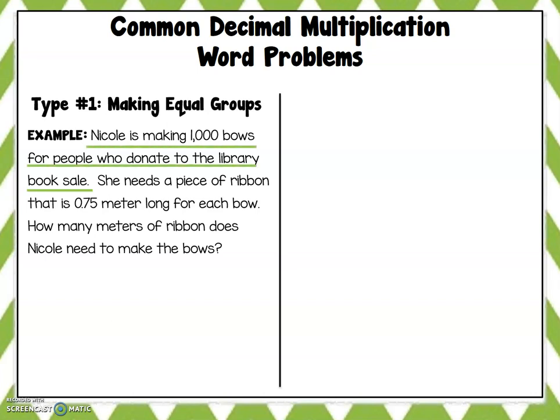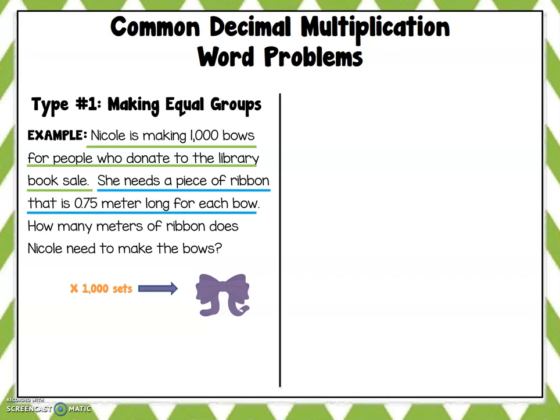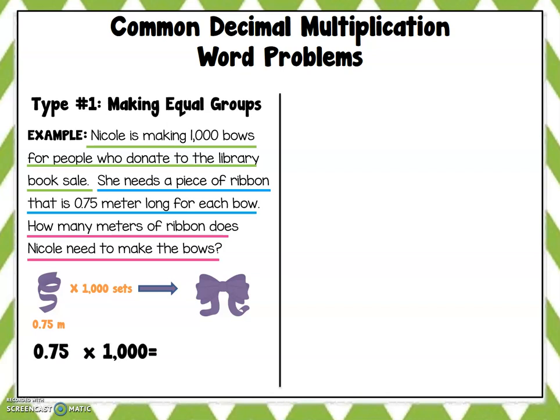So if I go line by line, the first sentence says Nicole is making 1,000 bows for people who donate to the library book sale. So I know that we're making 1,000 sets of something that looks like this. The second sentence tells me she needs a piece of ribbon that is 0 and 75 hundredths meter long for each bow. That means every bow she makes will be made from a piece of ribbon 0 and 75 hundredths meters. The question sentence reads, how many meters of ribbon does Nicole need to make the bows? So I know that tells me that I'm making 1,000 equal groups of 75 hundredths meters each. So I'll multiply 0 and 75 hundredths times 1,000.